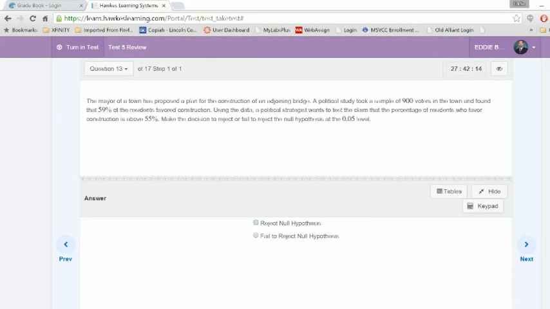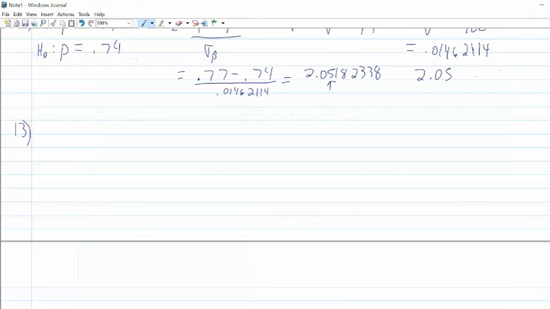The claim is above 55%. Now remember, that's a proportion, so P is greater than 0.55. That's the claim. The opposite of that will be P is less than or equal to 0.55. So the null hypothesis is going to be P is less than or equal to 0.55. The alternate hypothesis is going to be P is greater than 0.55.